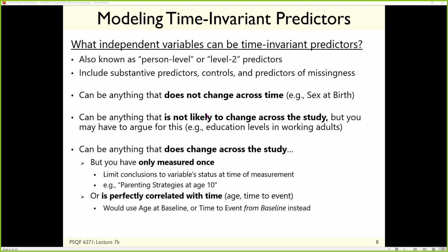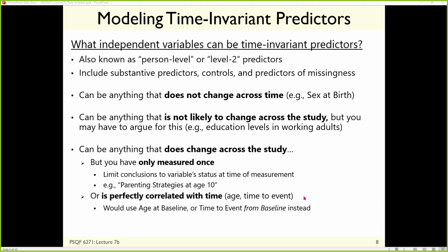For example, if I'm measuring children, let's say 10 to 18, on something, and I ask the parents a bunch of questions about their parenting style when the child is 10, but I don't do it again throughout the time. If I have a variable that I'm thinking of as parenting strategy, that's not a good enough label. It's parenting strategy at age 10. Because undoubtedly, strategies are going to change over time, and if you haven't measured it, you can't talk about it that way. The same thing happens for any kind of person predictor that is perfectly correlated with time within persons.